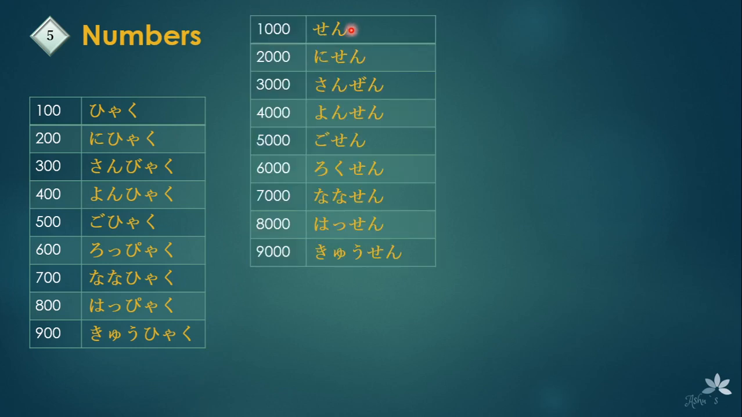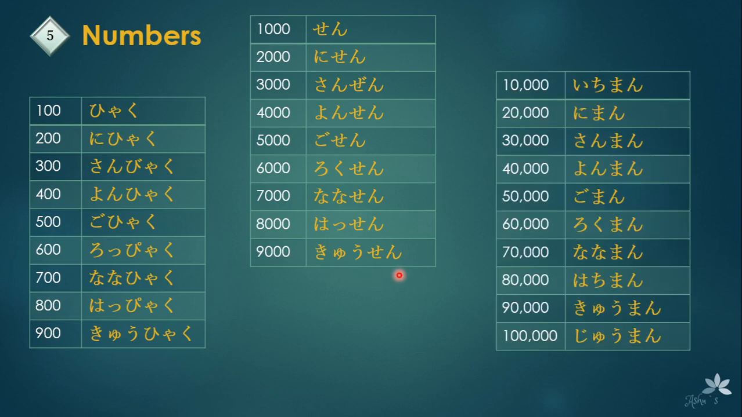For 1000, it is sen. Friends, when you say 1000, please don't say it as ichisen. You have to always say it as sen. 2000 is nisen. 3000 is sansen. 4000 is yonsen. 5000 is gosen. 6000 rokusen. 7,000 nanasen, 8,000 hassen, 9,000 kyusen.